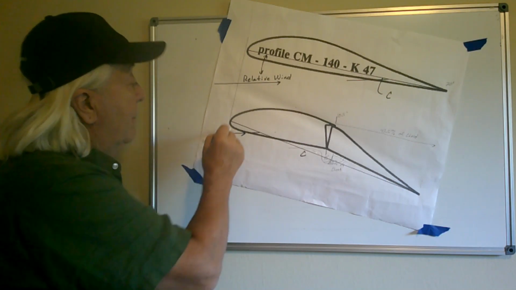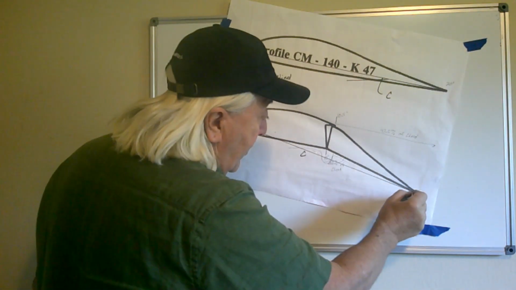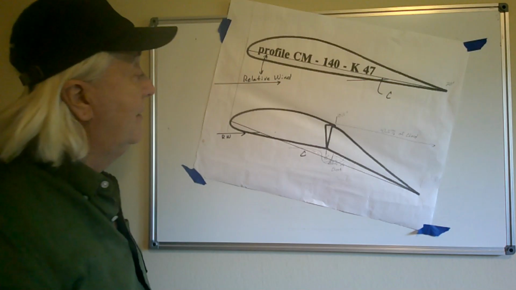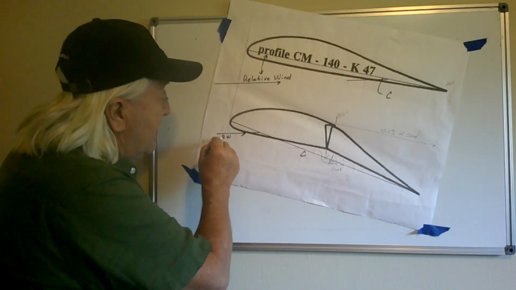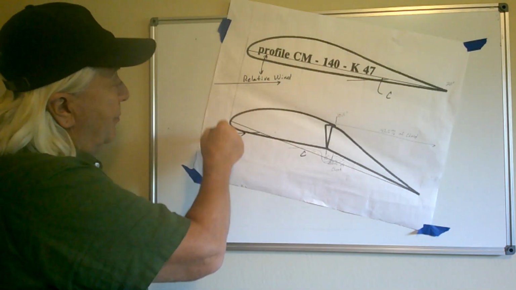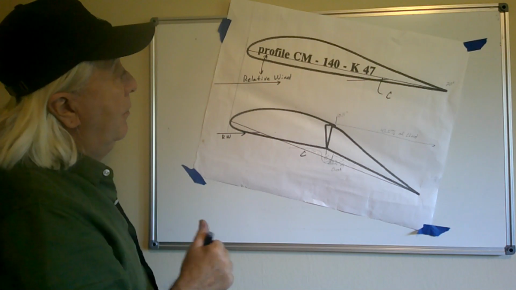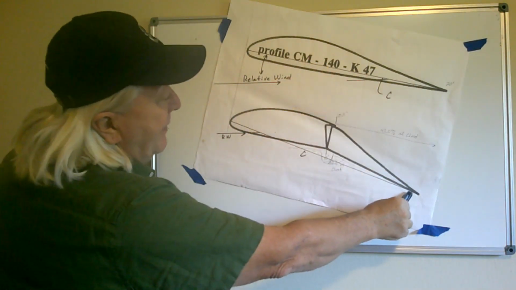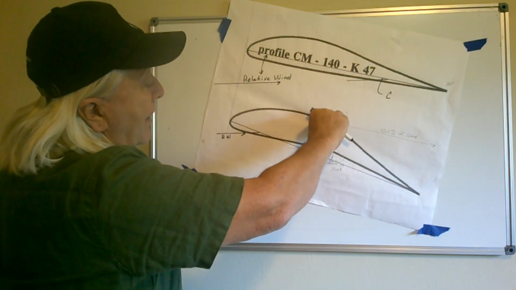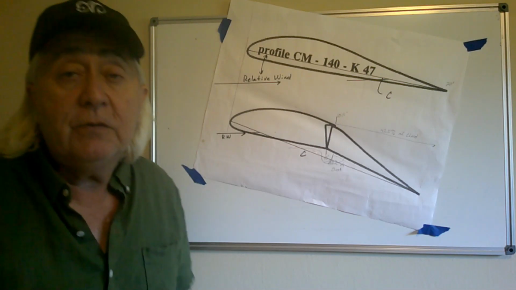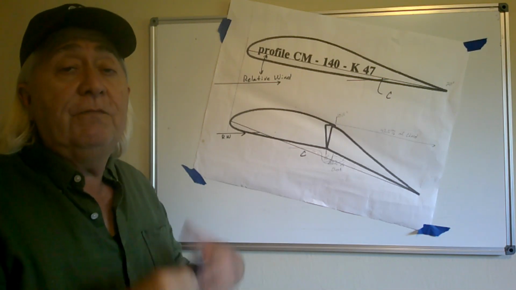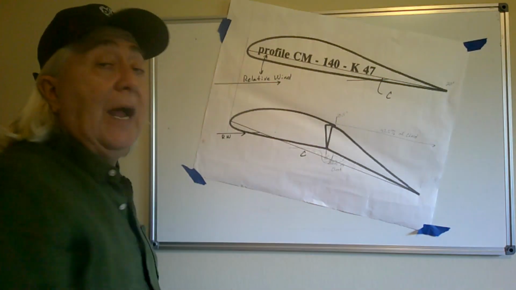But look what happens when you deflect the flap. Where's the chord line? Furthest point forward, furthest point aft. That's always the chord line. And the angle of attack is to the relative wind, which is the same. These are parallel to each other. Well, by dropping the flap, you've moved the chord line down. You've increased the angle of attack of the wing by deflecting the flap.